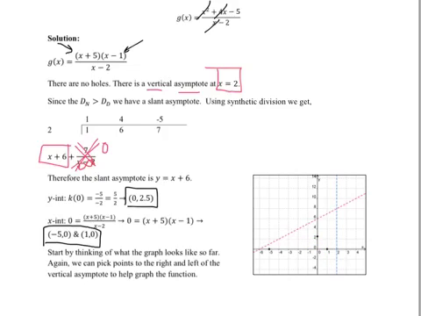Now, we have to pick points carefully, because it looks like we're going to be somewhere in this region here, and then maybe out here, out here, out here, but we're going to be outside of our boundaries. So let's pick points in here somewhere, and then also out here.